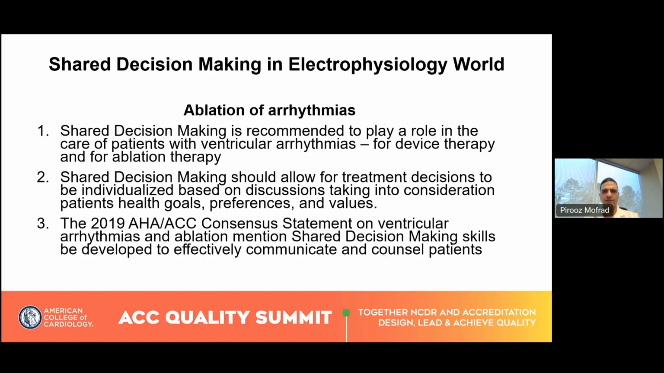So for ablations as well, in 2019, our consensus statement from ACC/AHA discussion of ventricular arrhythmias mentioned shared decision-making skills be developed. Nothing was mandated for ablations. But again, all these things you kind of piece together over time will likely become mandated. That's the thought, but definitely recommended, even for ablation, have that discussion.